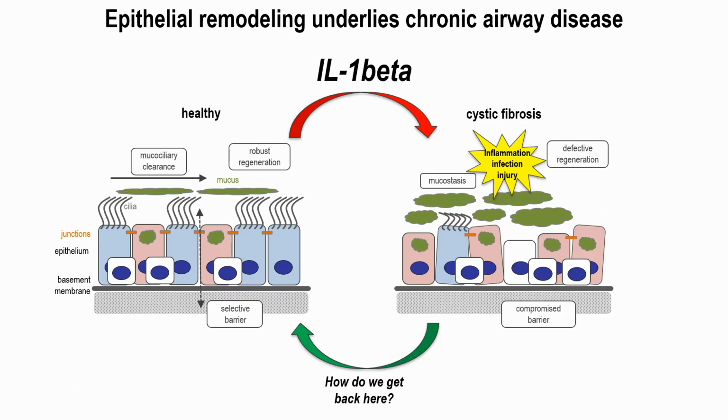By this point, we have shown that IL-1 beta does lead to the epithelial remodeling that we're seeing in cystic fibrosis. And as I mentioned in the beginning of the talk, we're really also focused on how we get back to a healthy airway epithelium, structurally and functionally.